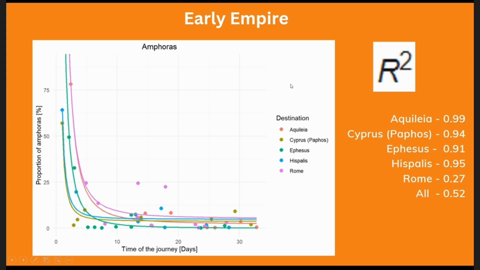And when you look at these lines here, which represent the proportions of different amphora types in different areas. Here we have Aquileia, Cyprus, Ephesos, Hispalis, and Rome. The amphora types are like Aegean, Adriatic, Tyrrhenian, Botanical, Gallic, and so on. We can see that most of the dots are quite close to the line, so they agree with a pattern. There are some exceptions, the so-called outliers.